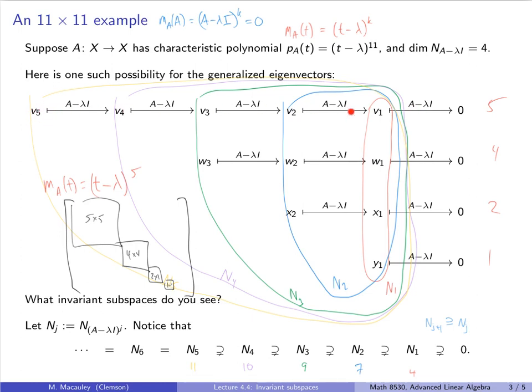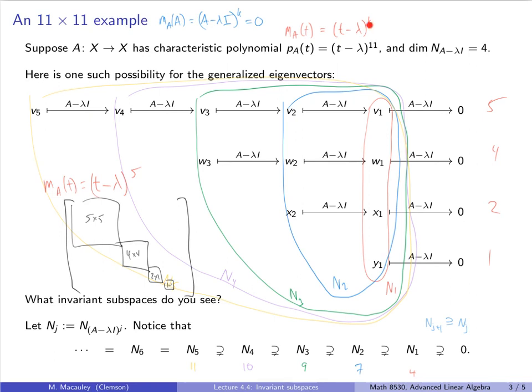Okay, so moving on, there are several features of this diagram that we want to capture. The length of the longest chain is one of the most important ones. It tells you the exponent of the minimal polynomial. And now you can actually see why a matrix is diagonalizable if and only if the minimal polynomial doesn't have any repeated roots.